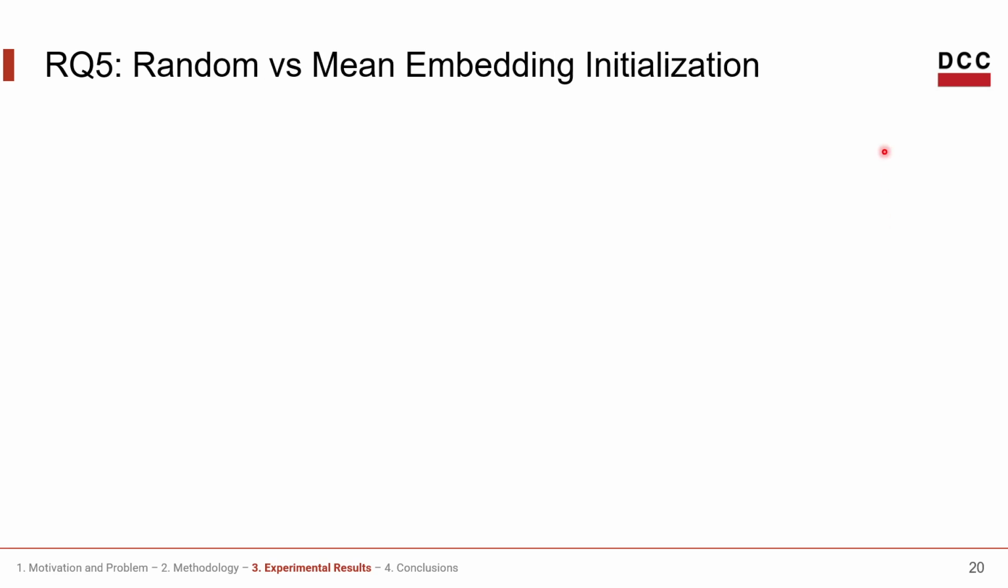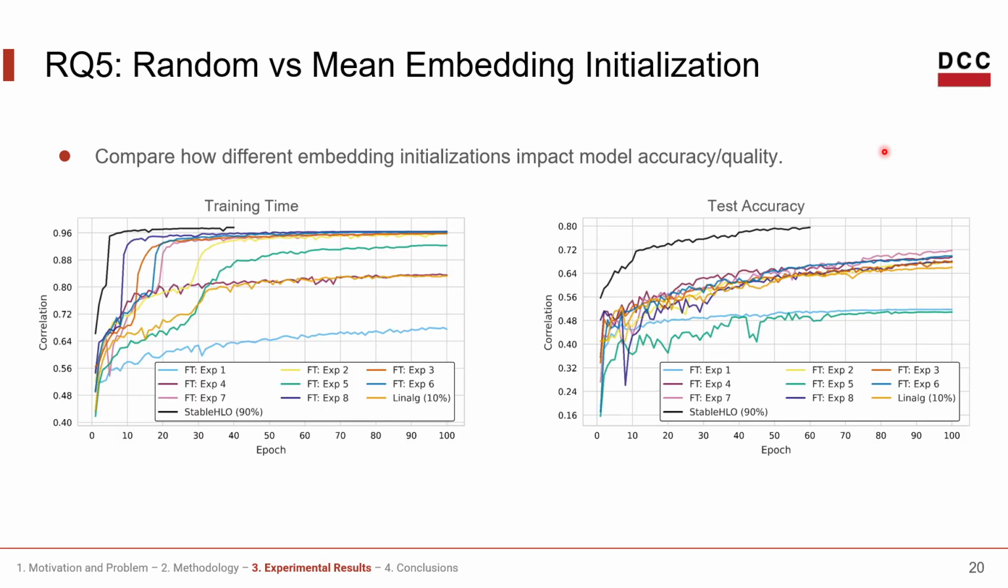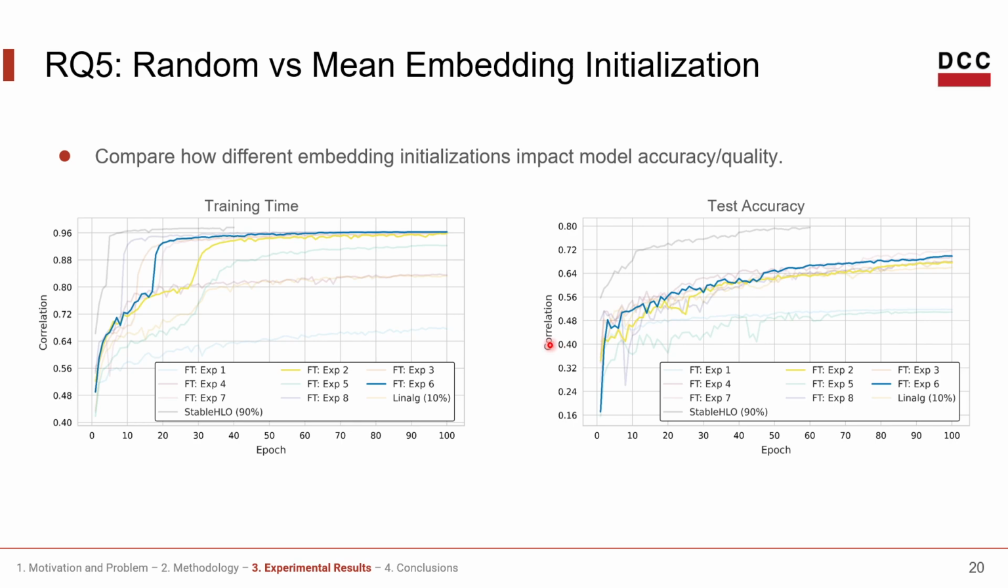Now, for research question 5, this one studies how the embedding initializations impact the model quality. So right here, I have a few comparisons as well. First, again, experiment 1 and experiment 5. I'm not sure if you guys remember, but the only difference between these two is the initialization. Experiment 1 initializes the embeddings randomly, while experiment 5 initializes them with the mean of the source embeddings. And that is enough for training time for experiment 5 to do a lot better. For test accuracy, not so much. They pretty much achieve the same quality.